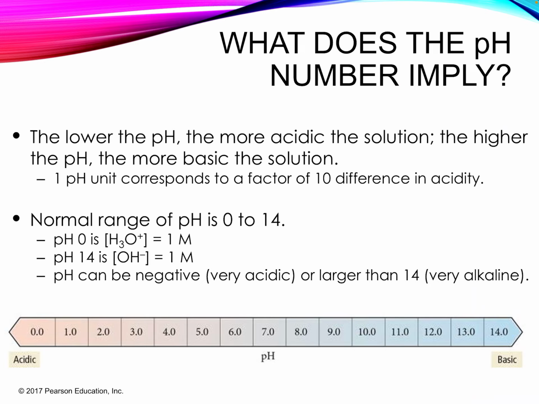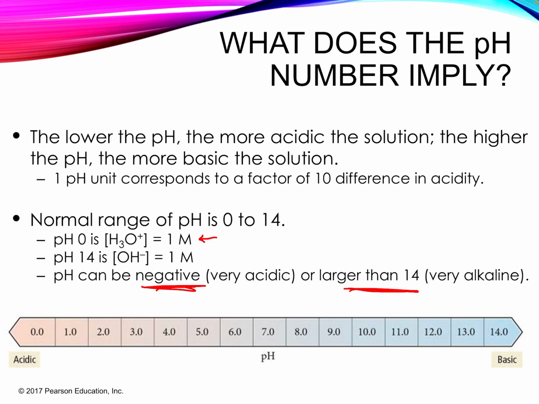Okay, our normal range is 0 to 14, with 0 being really acidic, 14 being really basic, but we can actually go outside of the range. It can be negative and it can be greater than 14. Those are just really extreme. So if you have a really, really concentrated acid, you may have a negative value for your pH, right?